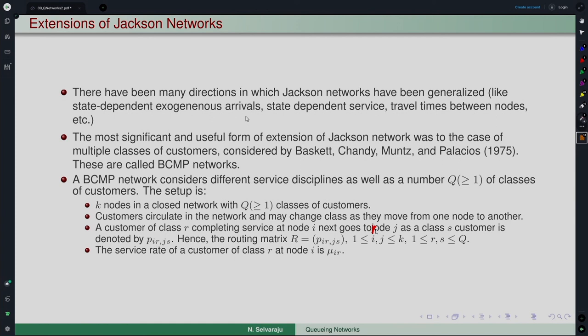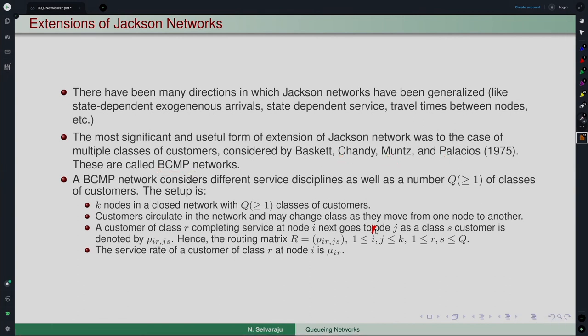But out of all those extensions, the most significant and useful form of extension of Jackson networks was to the case of multi-class networks, or a Jackson network with multiple classes of customers, along with certain queuing disciplines, which is what was considered by Baskett, Chandy, Muntz and Palacios in 1975, with their first letters. So, these networks are called BCMP networks.